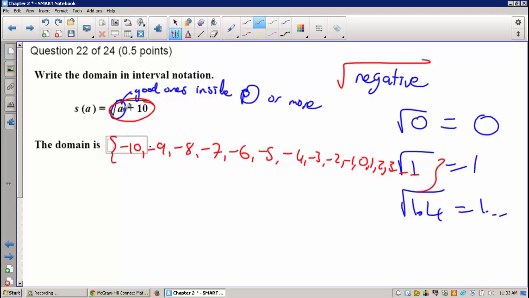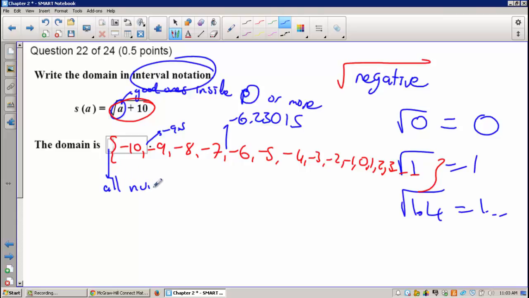Yeah, negative 10 is good. Negative 10 plus 10 is 0. Good. Negative 9 plus 10 is positive 1. Good. Negative 8 plus 10 is 2. Good. All these are good, but do you only have whole numbers? How about negative 9.5? It's also good. So negative 6.205, this number, is it good? Yeah. So you can't list them. As a matter of fact, it's expecting an interval notation. But you know the answer.